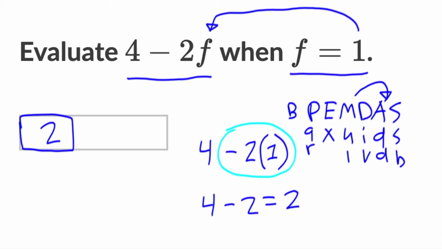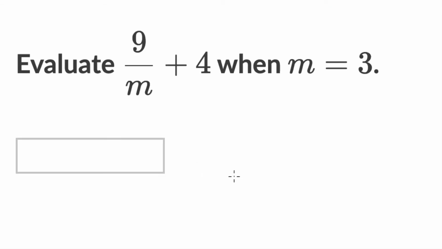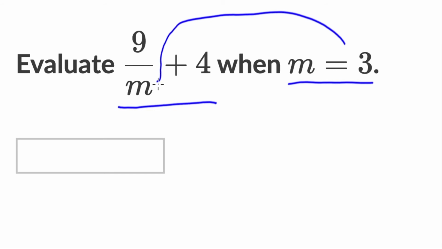Let's go ahead and do another problem. Alrighty, this is problem number 4. Let's go ahead and write down the important information. We got 9 divided by m plus 4 when m equals 3. So yet again, let's plug in the value of m so we understand what it is, right? So let's rewrite the equation. It's going to be 9 divided by, what is m? Oh yeah, it's 3 plus 4.